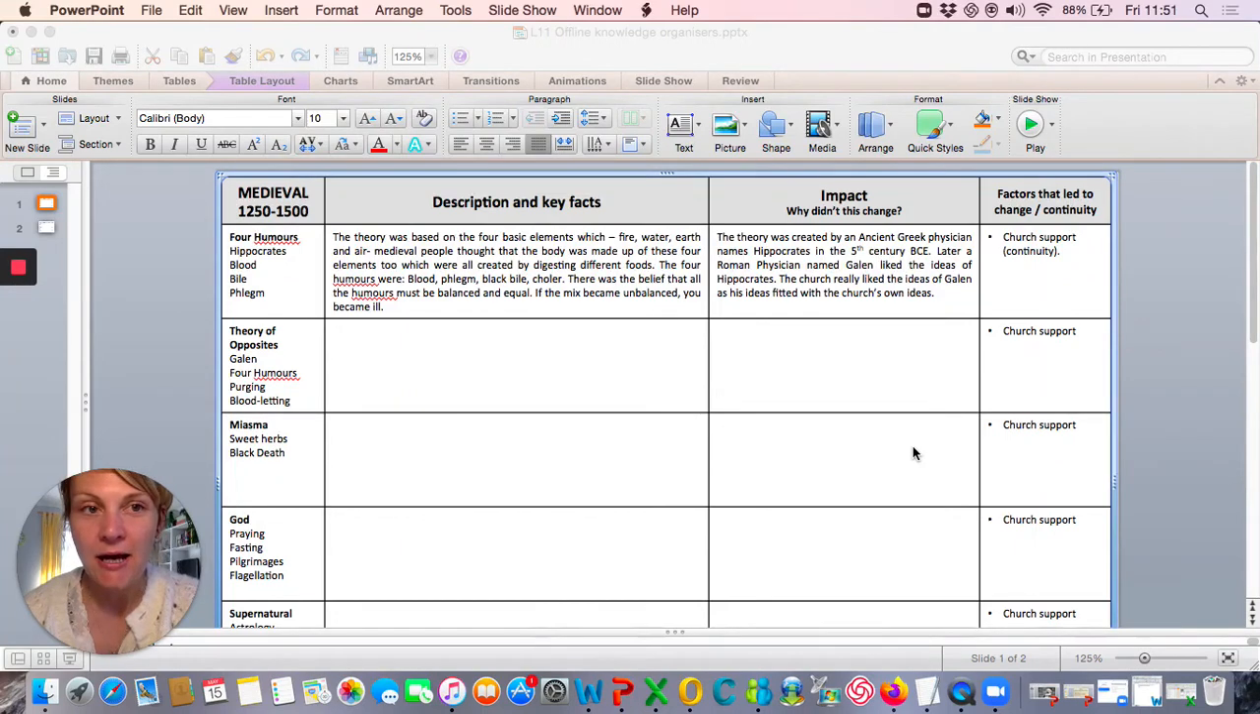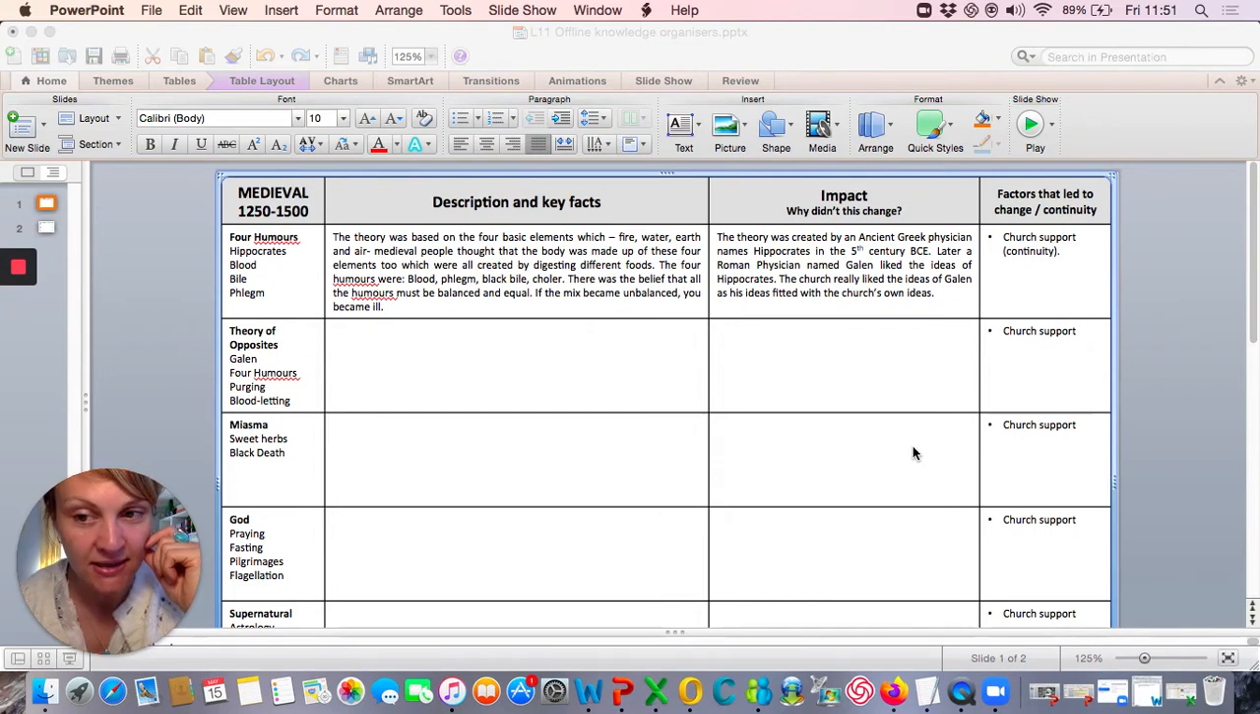Hi Year 9, I'm just going to give you a little bit of guidance on your knowledge organisers which should have been sent to your house. So you should have a physical copy with which you can complete, or there is also an electronic copy if you prefer to type into your knowledge organisers. Either way, you'll need to complete this.